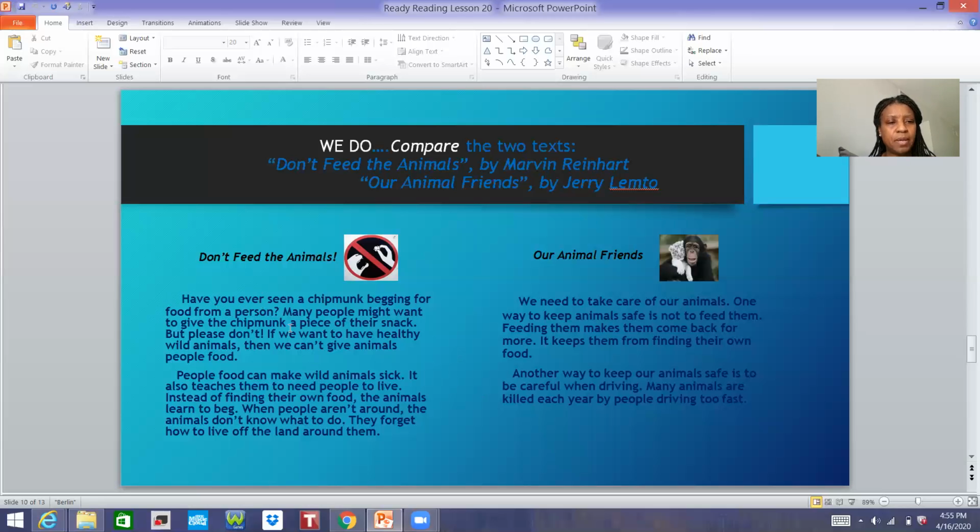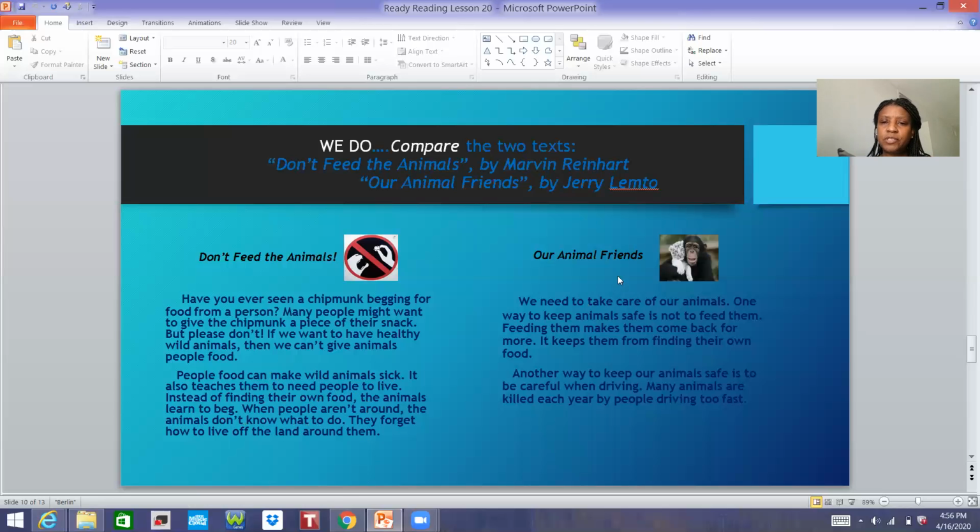So have you ever seen a chipmunk begging for food from a person? Many people might want to give a chipmunk a piece of their snack, but please don't. If we want to have healthy wild animals, then we can't give animals people food. People food can make wild animals sick. It also teaches them to need people to live. Instead of finding their own food, the animals learn to beg. When people aren't around, the animals don't know what to do. They forget how to live off the land around them.